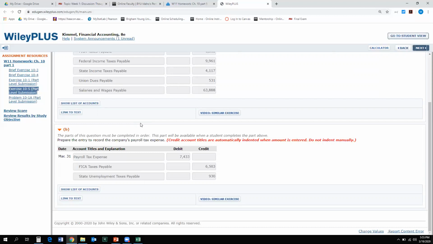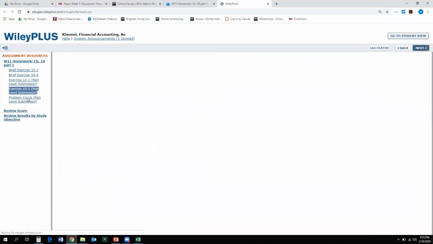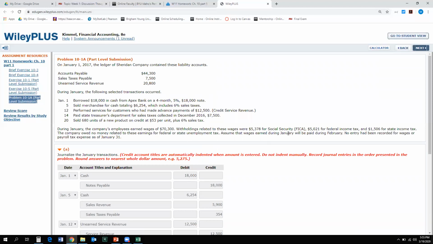On January 12th and January 14th, the debit accounts I don't have correctly, and then on the 20th I don't have the credit account correct. Okay, let me read through this. So we have these liability accounts. On the 12th, we performed services for customers who made advance payments of $12,500.